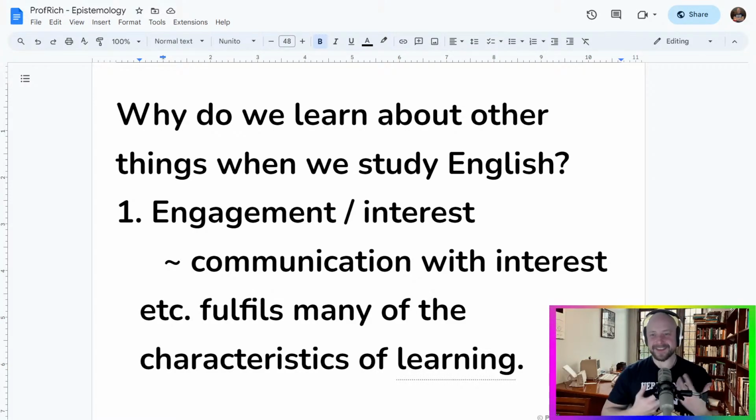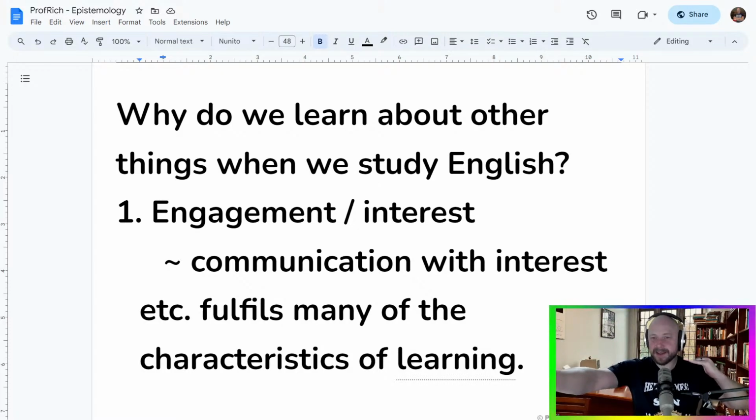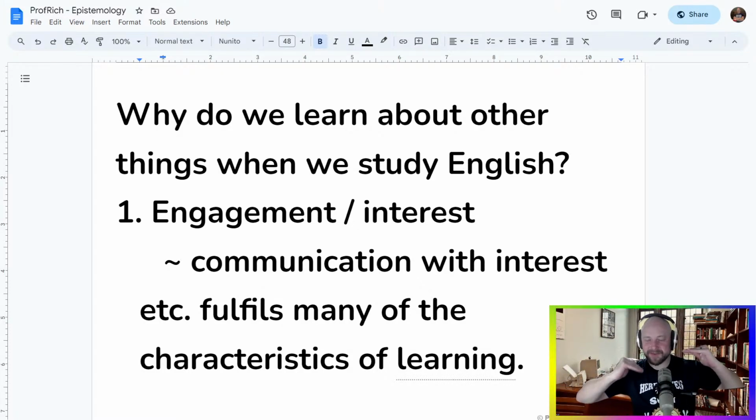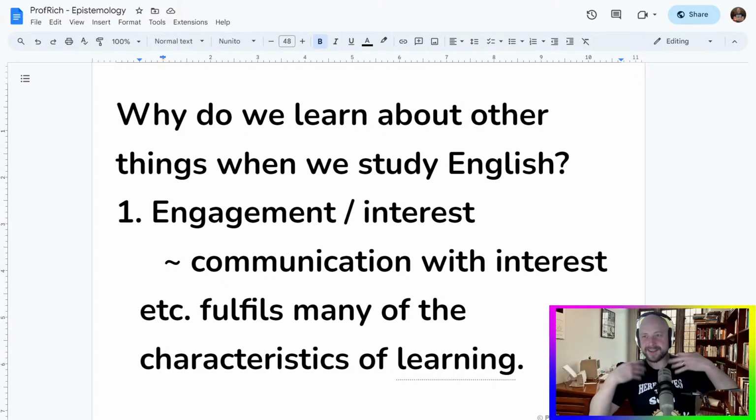So, what is effective communication? Well, it's interesting, it's engaging, it's using a level of language that you can understand, but also is a bit challenging, so you're learning stuff. I want you to be interested. I want you to feel like we're having a conversation, etc., etc.